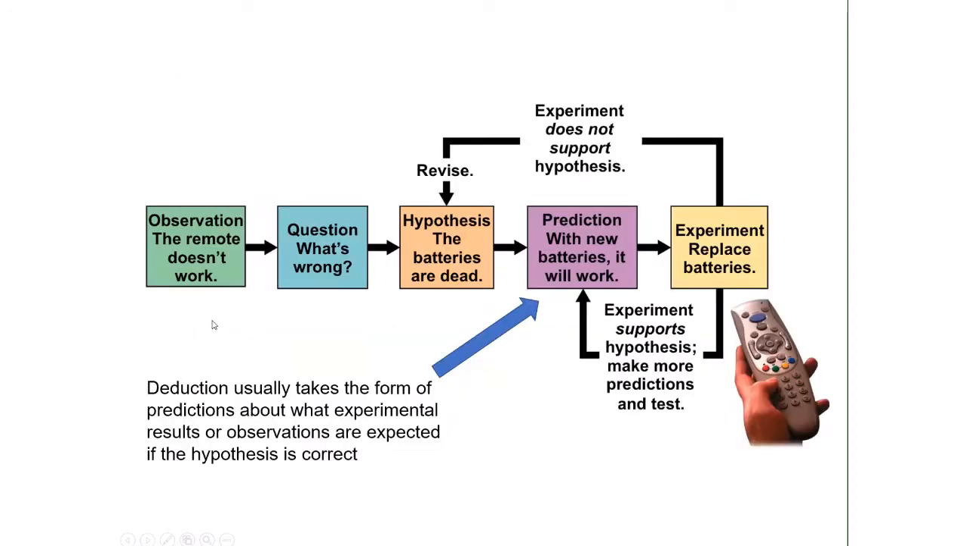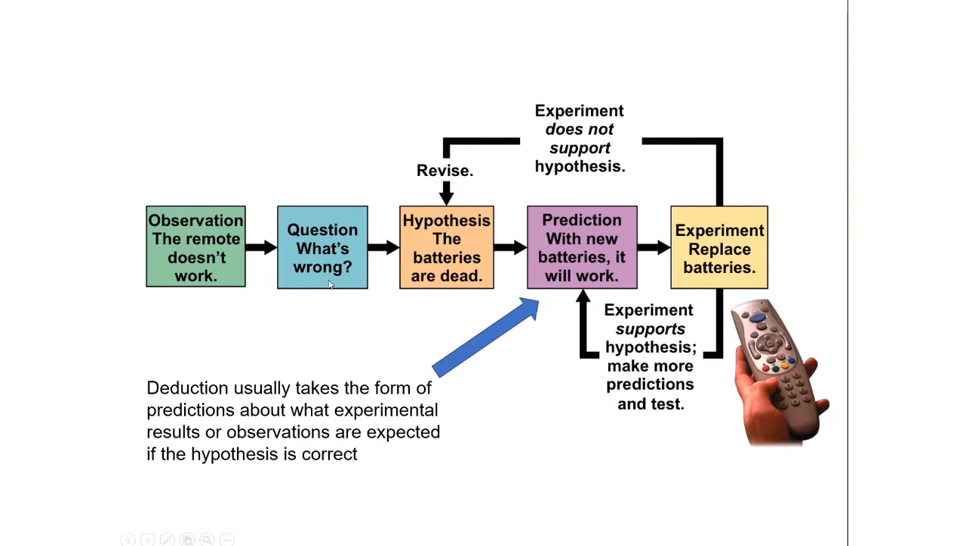So here is a very simple example of the scientific method. We do this all the time. We just probably wouldn't be thinking about the word scientific method when we're doing it. Let's say your remote control does not work. So that's the observation. The remote doesn't work. So the instinctive question you would ask is, why is it not working? What's wrong with it?